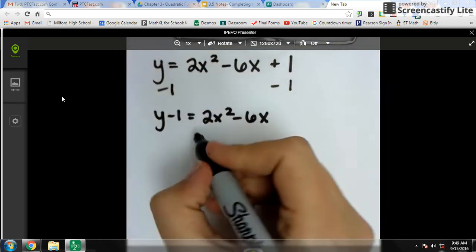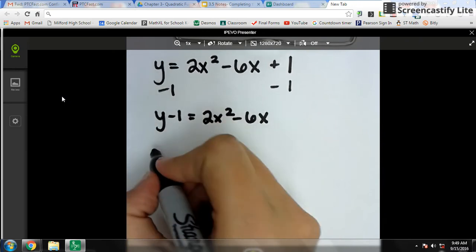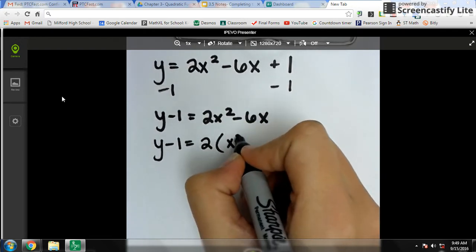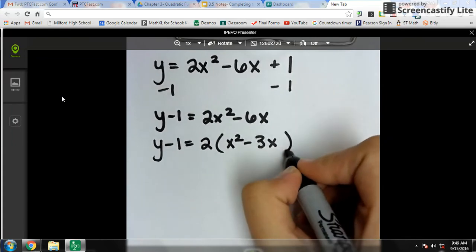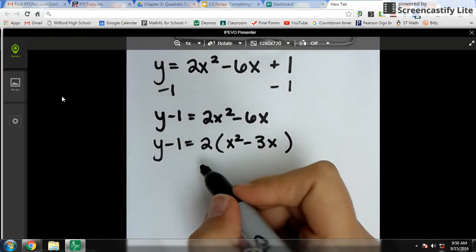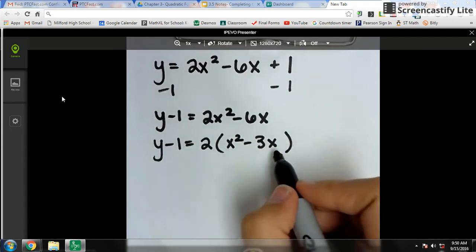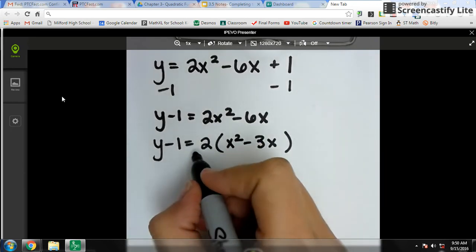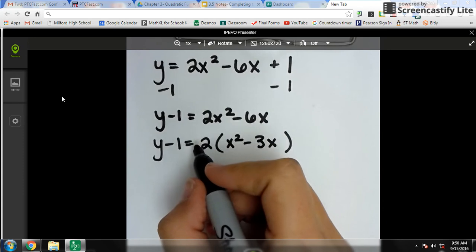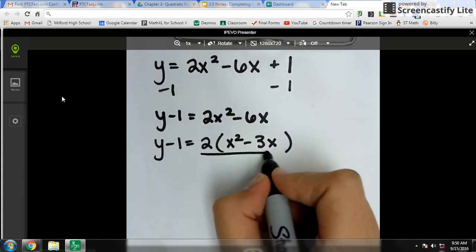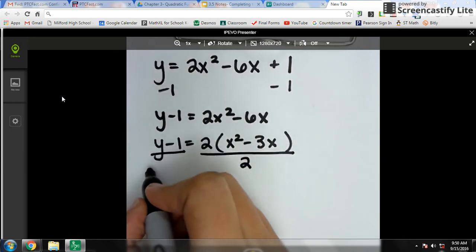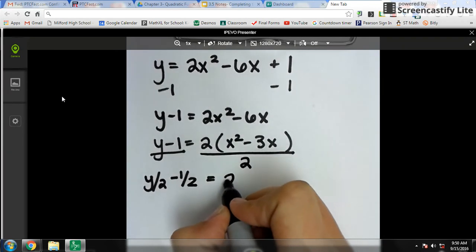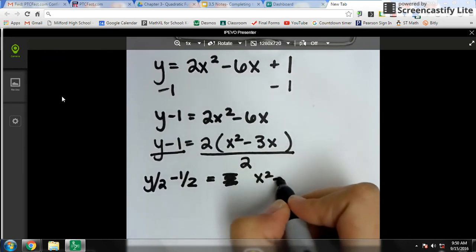And now our issue here is that we have this a value. So we're going to have to factor that out. So y minus 1 stays the same, and over here we're going to factor out our a value, so we'll get x squared minus 3x. Now we're going to complete the square so that we can get our c value here. But before we do that, we're going to have to divide by 2. So if we divide both sides by 2, we get y over 2 minus 1/2 equals, sorry, just regular x squared minus 3x.